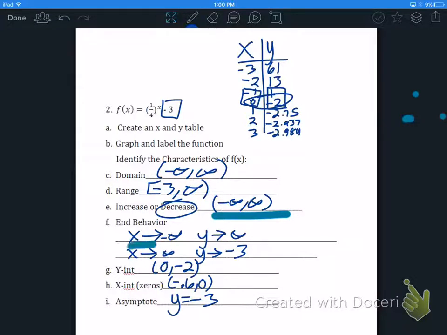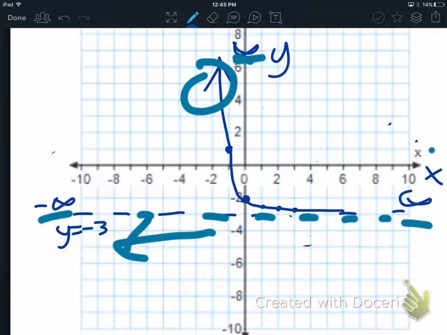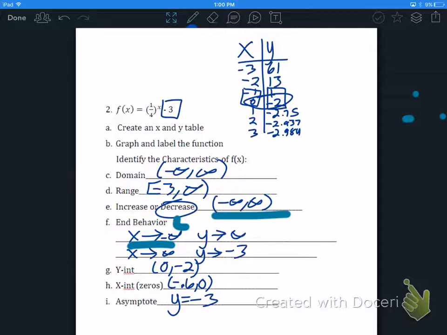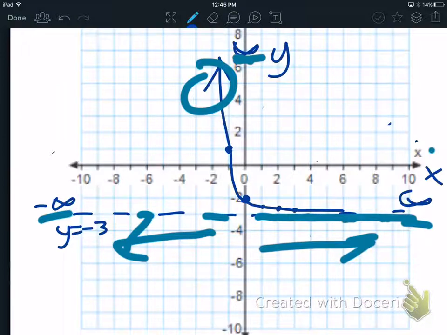And end behavior is, as x goes to negative infinity, that means left, y goes up to positive infinity. As x goes to positive infinity, that's to the right, y is stopping at -3, the asymptote.